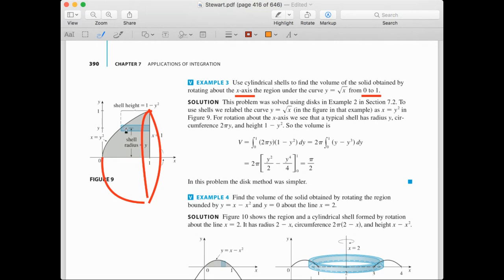Okay, so square root of x, right? So y equals square root of x, or can be seen as x equals y squared. Now we're rotating over the x-axis. So cut this way, we evaluate, we approximate this way. Then we see a cylinder this way.